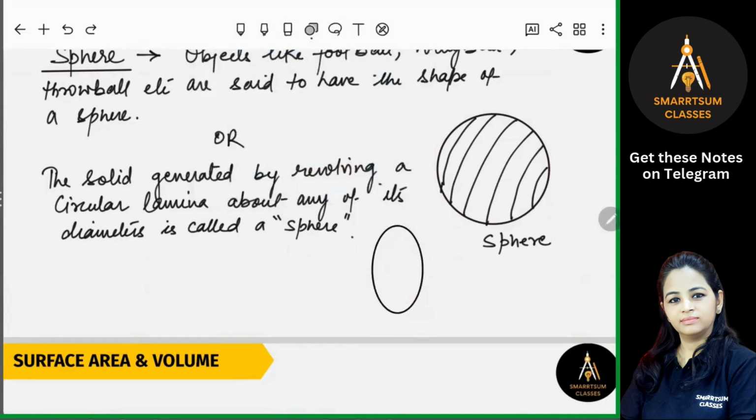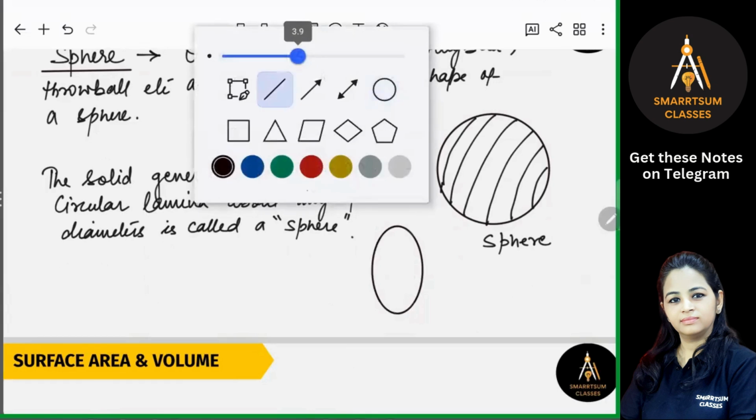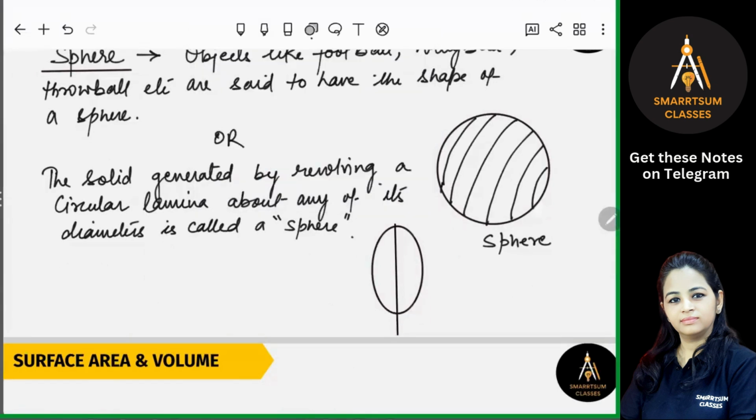This is a circular lamina, and there is a diameter, and we are rotating this lamina. So there is a stick which is attached here. This is the diameter, suppose AB is the diameter, and there is a stick attached here, and now you are rotating it in any direction, either clockwise or anti-clockwise. So the shape which will be formed is a sphere. I hope you are able to visualize that.